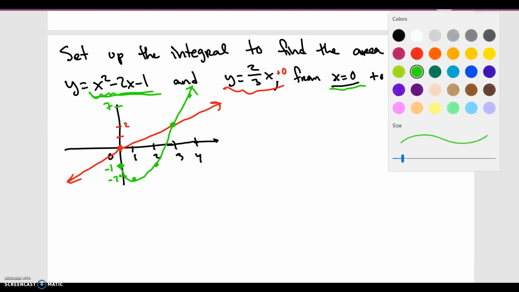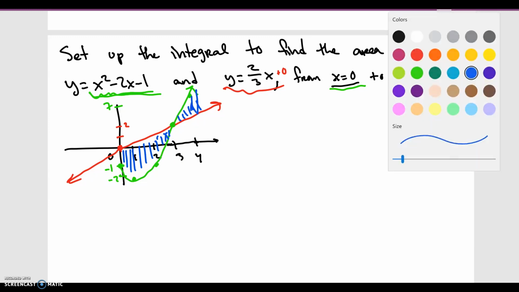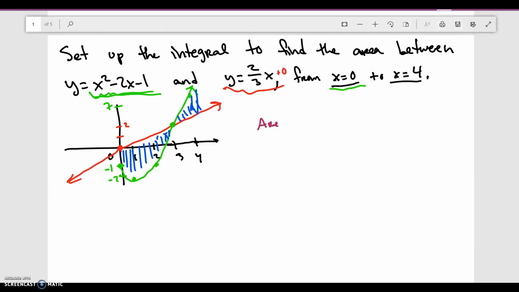Now, since we want to figure out the area, and I'm going to color that blue, we want to find the area between these two curves. We can see that the area is here, between these two graphs, and also here between these two graphs. In order to find the area, the area is just going to be equal to the integral from a to b of my upper function minus my lower function. In this case, my line is my upper function between 0 and 3, where y equals 2/3 x is higher.